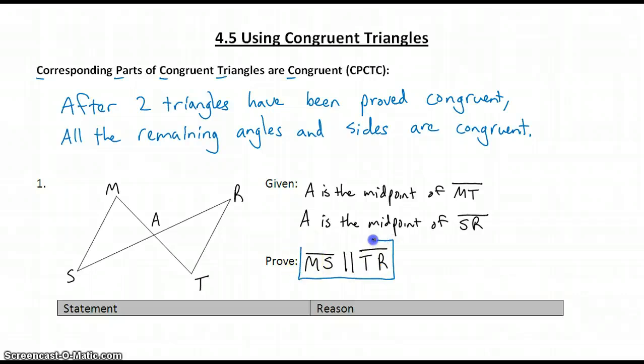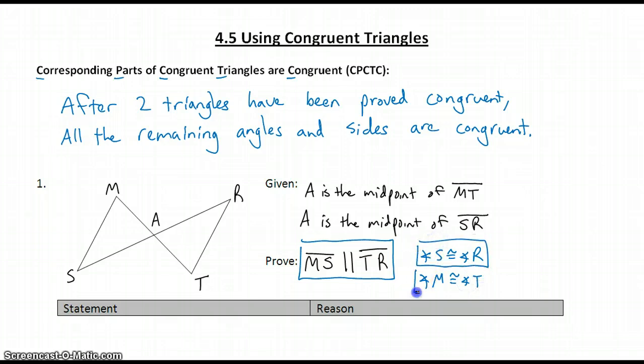So ultimately, that's what I want to show in my proof, that either angle S is congruent to angle R, or angle M is congruent to angle T. Either one of those will give me parallel lines. So the whole idea of this proof is to get these angles or these angles congruent to each other.